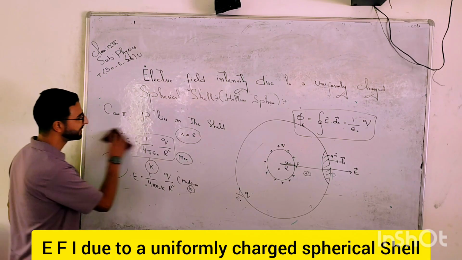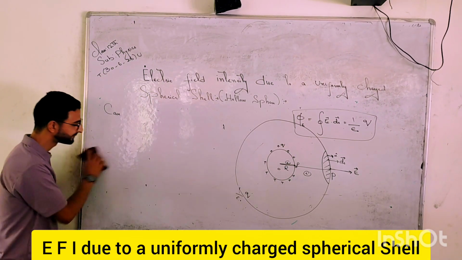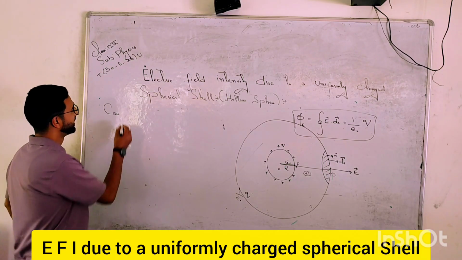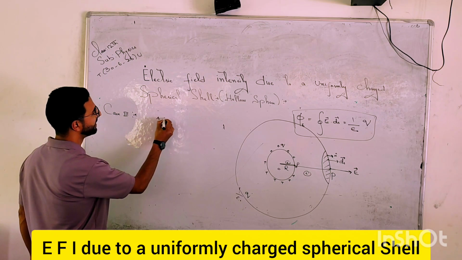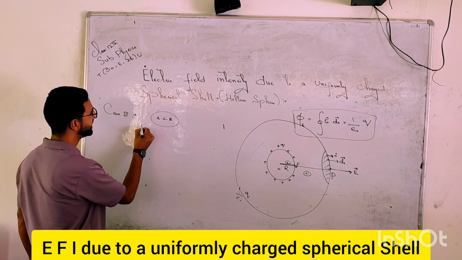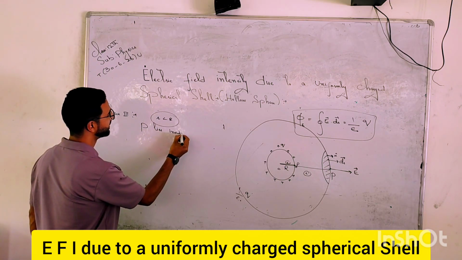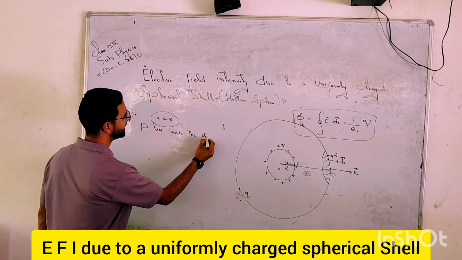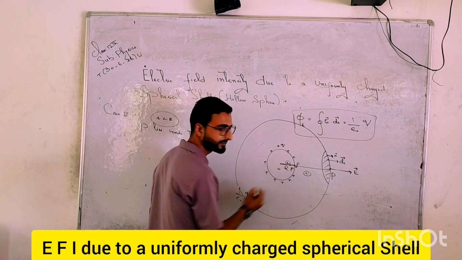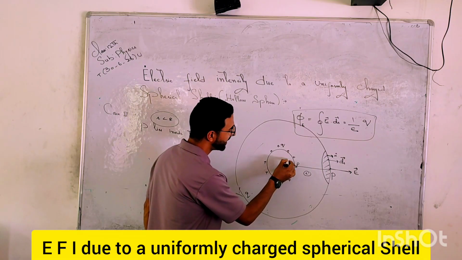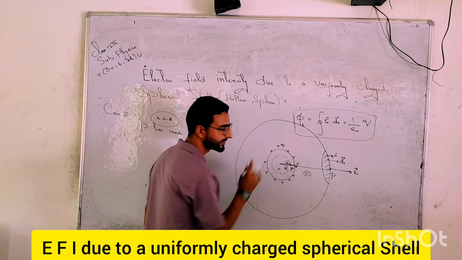So case third will be simply when point P lies inside the spherical shell. Now let's try to simplify this expression. So case third will be simply when r will be less than R. What does this mean? Point P lies inside the shell. Let me show you on the diagram. Suppose this is the point P here. Let me draw a Gaussian surface, rather a spherical Gaussian surface, of radius small r.